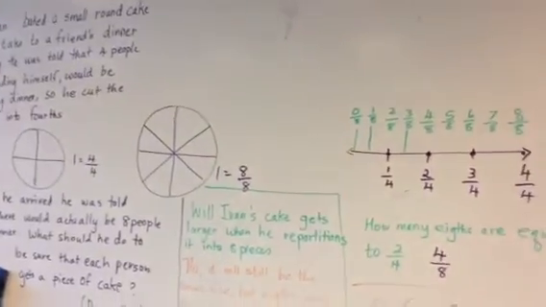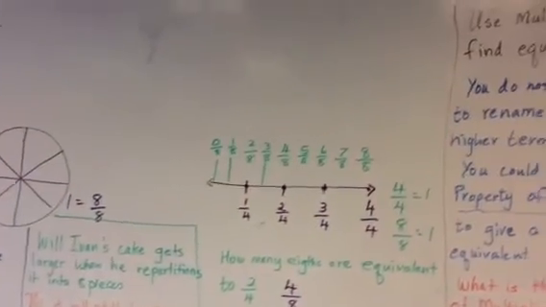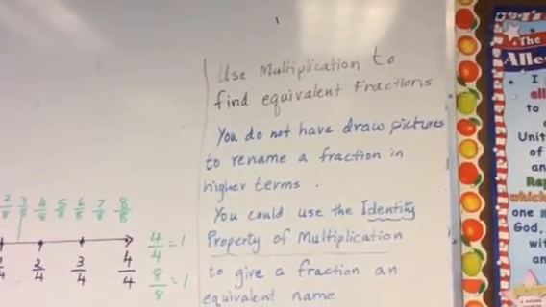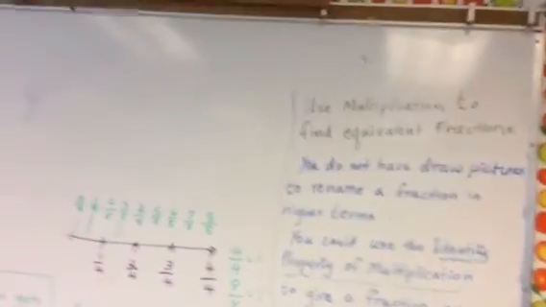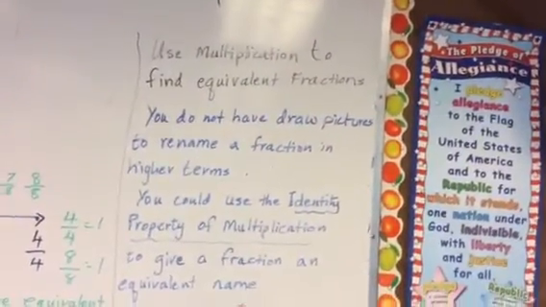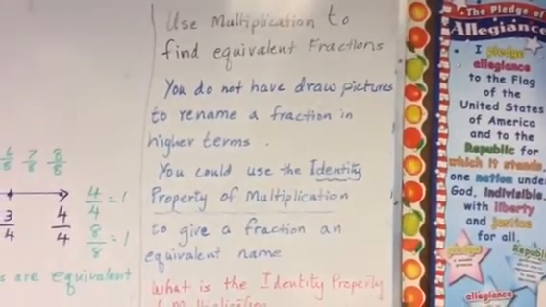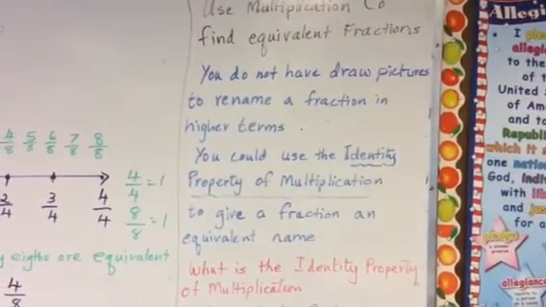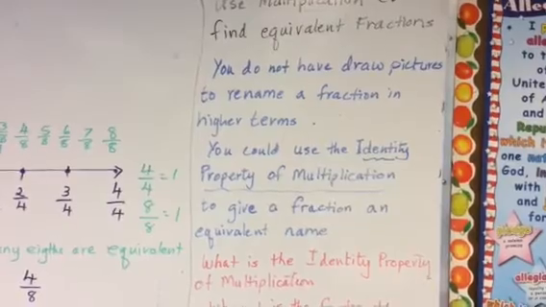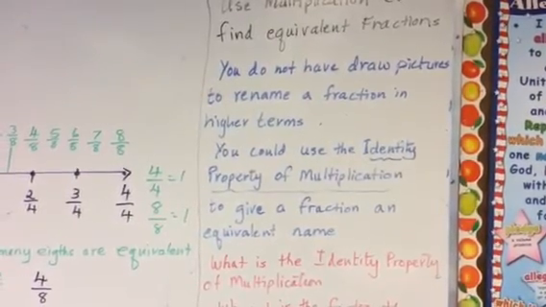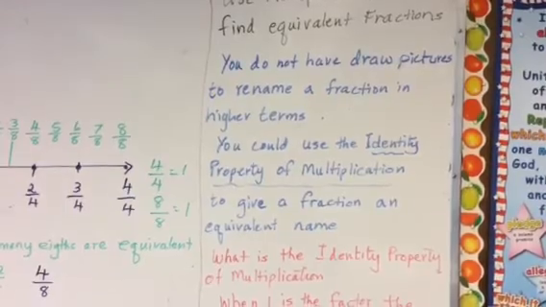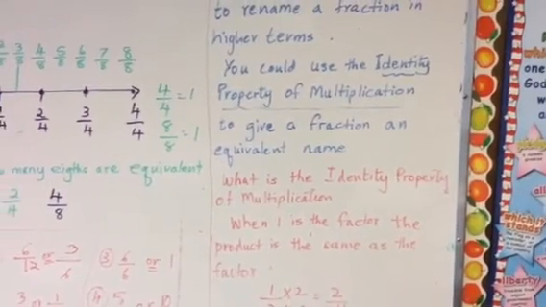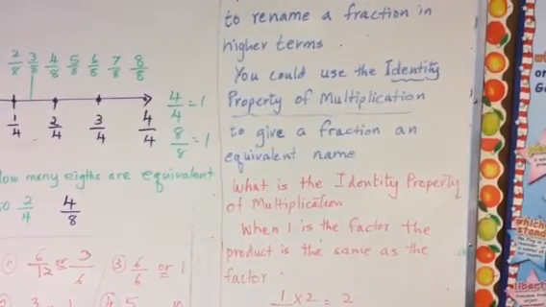Now every time we cannot draw a number line or draw a circle or draw pictures to rename our equivalents. So what is a simple method to figure it out? Using multiplication to find equivalent fractions. Listen, boys and girls, use multiplication to find equivalent fractions. You do not have to draw pictures to rename a fraction in higher terms. You could use the identity property of multiplication to give a fraction an equivalent name. What is the identity property of multiplication? When 1 is the factor, the product is the same as the factor.